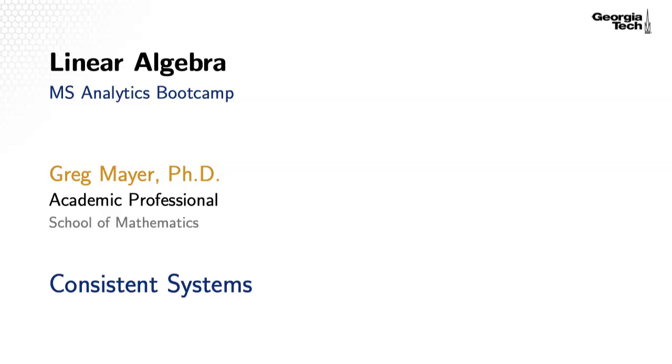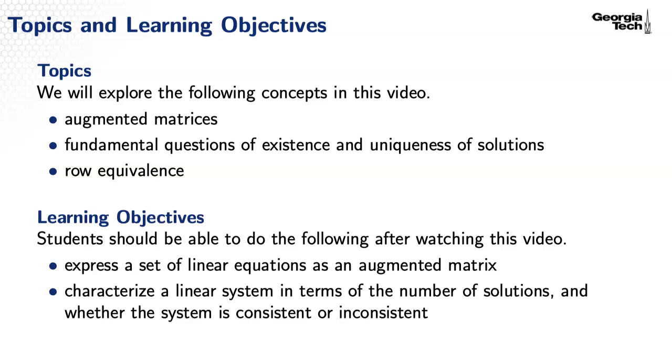Consistent linear systems. In this video, we will introduce augmented matrices, fundamental questions of existence and uniqueness of solutions, and row equivalents. By the end of watching this video, and maybe after solving a few worksheet problems or discussing these concepts with a friend, you should be comfortable expressing a set of linear equations as an augmented matrix and characterizing a linear system in terms of the number of solutions and whether the system is consistent or inconsistent.